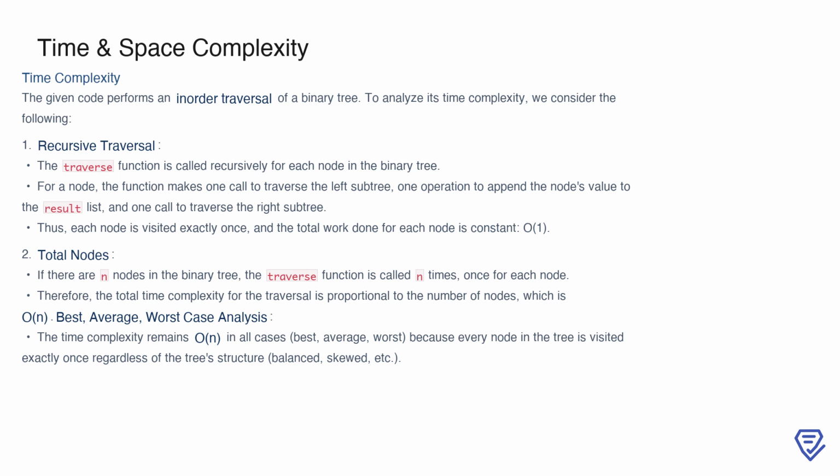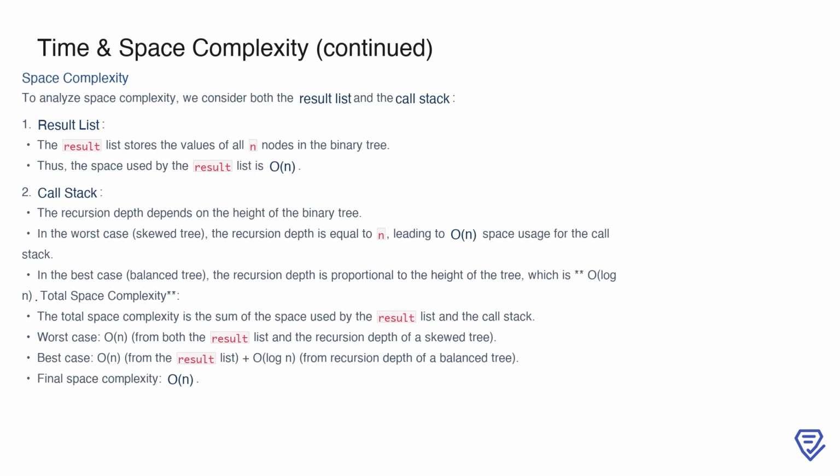This analysis holds true regardless of the tree structure, whether it's balanced, skewed, or somewhere in between, because every node is visited exactly once, ensuring a time complexity of O(n) in the best, average, and worst cases. Now, turning to the space complexity, there are two main contributors to consider: the result list and the call stack. The result list stores the values of all n nodes in the binary tree, which requires O(n) space. The call stack usage, however, depends on the tree's height.